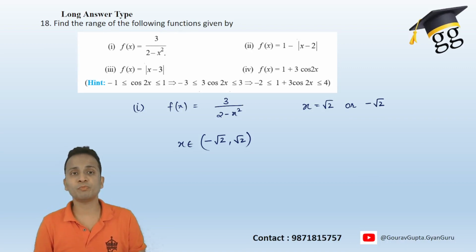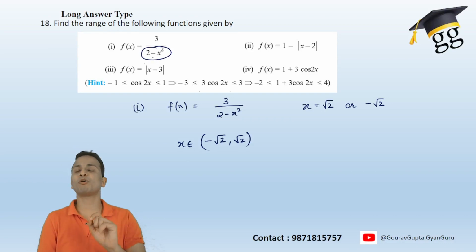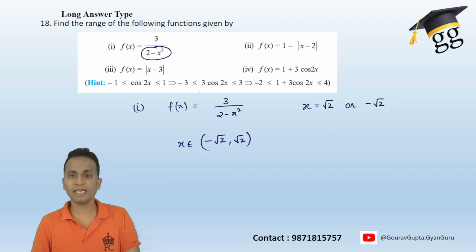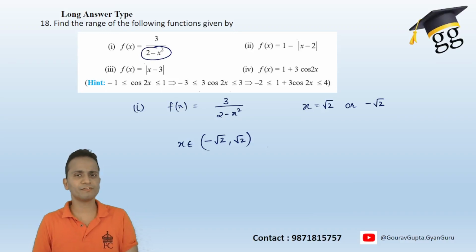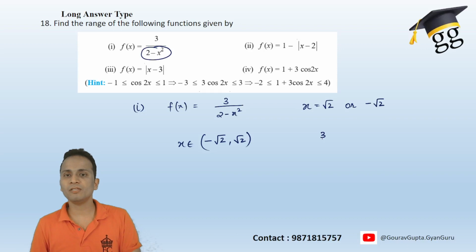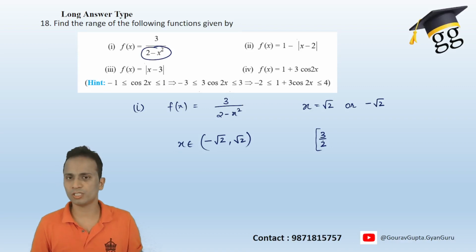Why am I taking this range? Because here the denominator will be positive. If the denominator is positive, I can say that the value of the entire function will be positive. So the minimum value here will be 3 upon 2 when x is equal to 0. If I put x as 0, the minimum value of the function will be 3 upon 2, when x is positive.